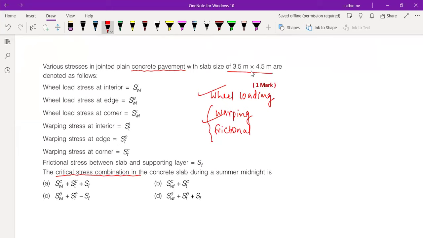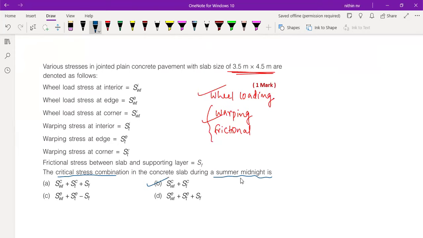They have given the slab sizes, but we don't care. We don't require the slab size to calculate this, because they are not asking us to calculate the value. They are just asking us the combination. So the critical stress combination during summer midnight, this is what we need to find ultimately. See, directly from the options, we are going to get option B, right? If we have prepared, within a fractional second you are going to get the answer.